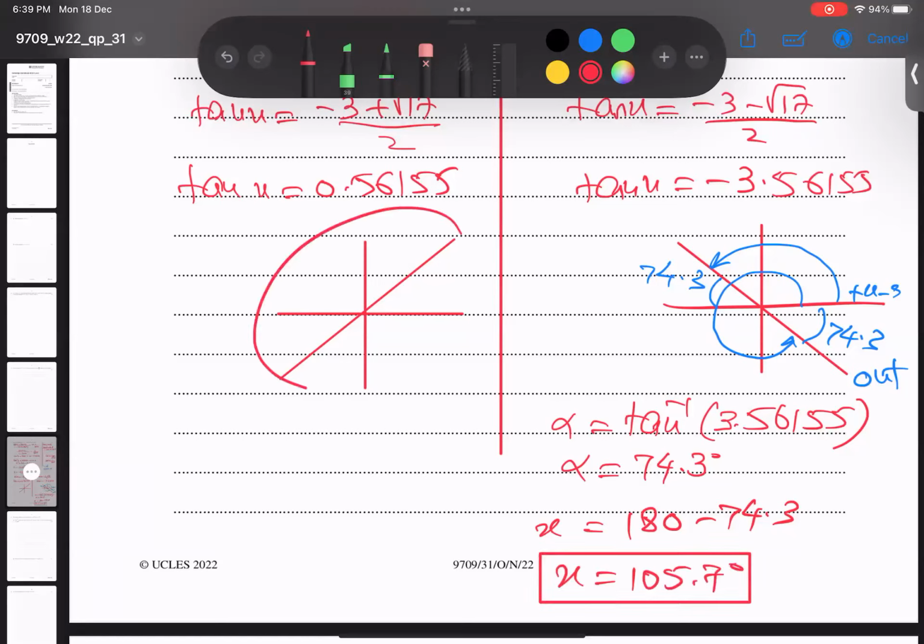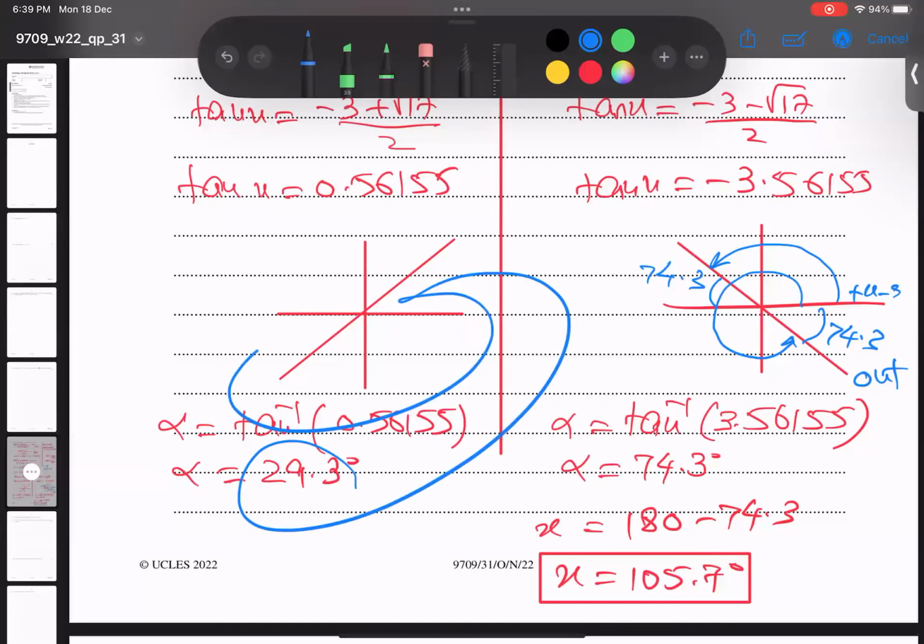Let's talk about this situation, students. For a while, I will take alpha. You know it very well what I'm saying. Tan will go there, become tan inverse of 0.56155. Okay, let me type in the calculator. So when I type tan inverse 0.56155, my answer is coming 29.3 degree. So this angle I will make here, and I will make here. I will write here 29.3 and 29.3.